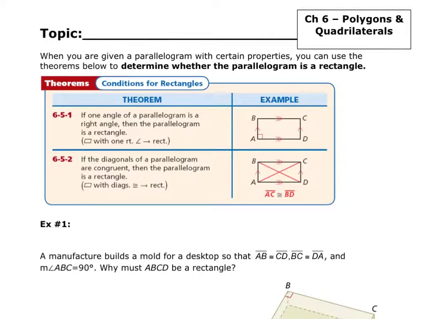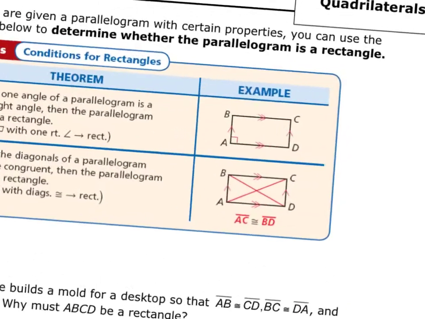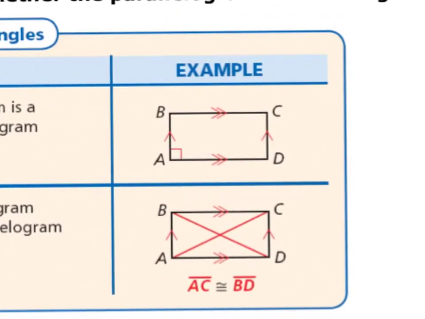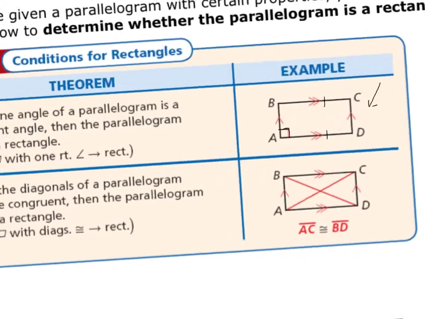Okay, so there's several different conditions for rectangles that you'll need to know. Let's read the first one, 6-5-1. It says if one angle of a parallelogram is a right angle, then the parallelogram is a rectangle. So first thing you need to know is that the shape must be a parallelogram. Two different sides are parallel, or opposite sides are parallel, and those sides are congruent. One of those things. And it is a rectangle if you have one of the angles being right. So that is your first property.